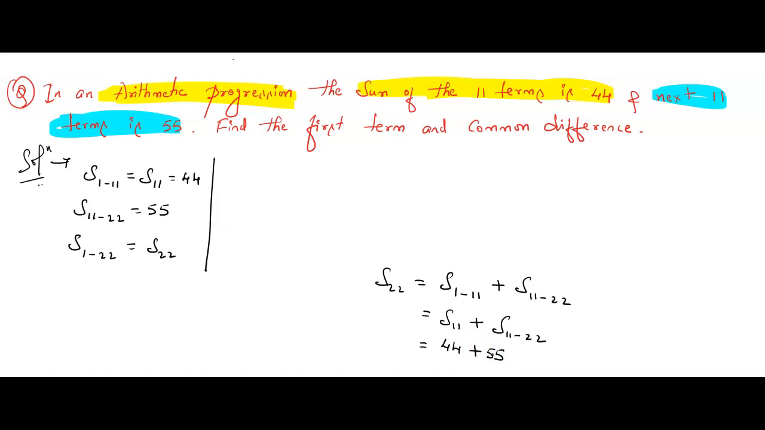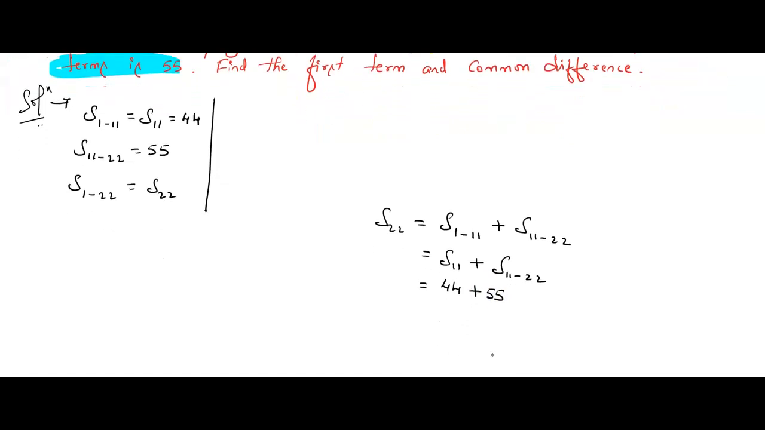Are you getting, children? Understood? I hope you are understanding this equation. Then what is 44 plus 55? That is 99. So what is the sum of 22 terms? That is 99. So here we can write directly the sum of 22 terms is 99. Understood, children? For us, the main equation is this. The sum of 11 terms is 44 and the sum of 22 terms is 99. So we make both of these equations as equation 1 and equation 2. Understood, children? How we have done this?